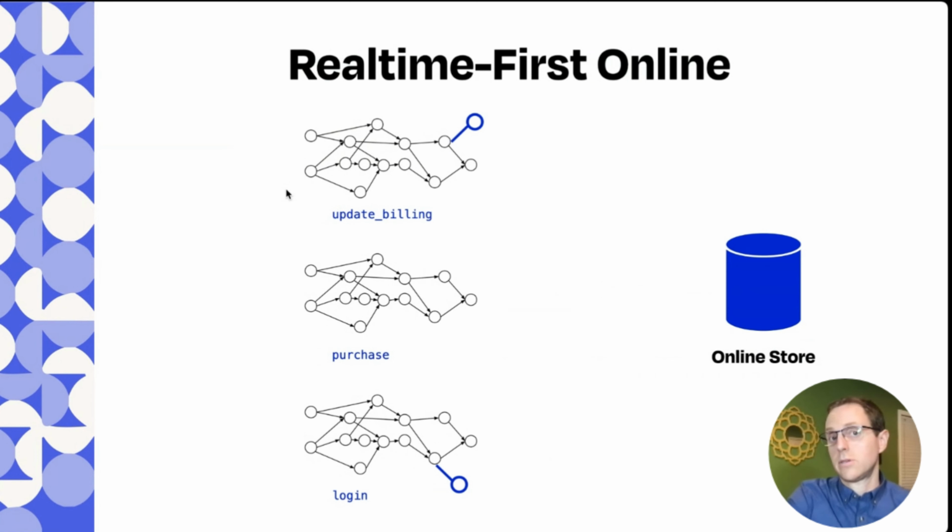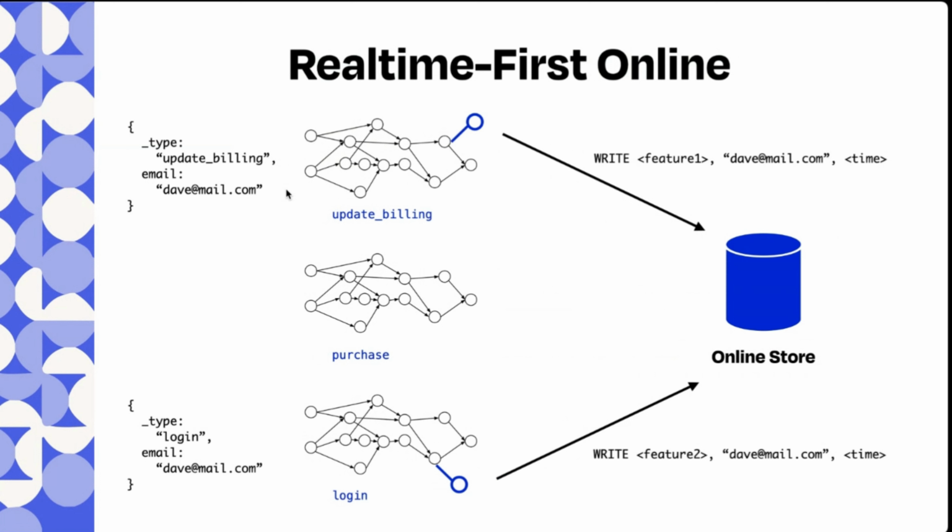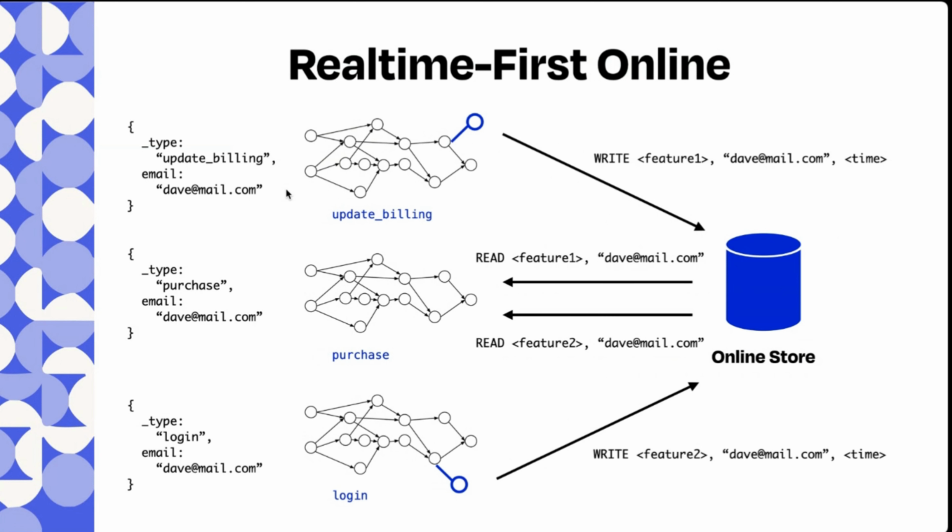So then, when it comes to online inference, we have all of these different DAGs ready to go as processes that are running. When an update billing event comes in with a certain email, then we know, okay, we need to write that down and say, for that feature, for this key, we're going to stick that in our online store. Then a login comes in, let's say, and we're going to update the online store again. So then when a purchase comes in, we're already ready to fetch that feature back out by the given key, and then use that at purchase time to have very fresh features with very low latency.